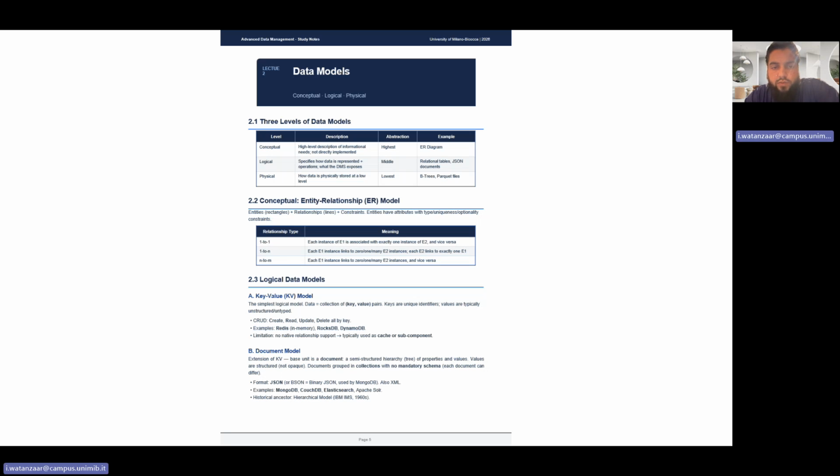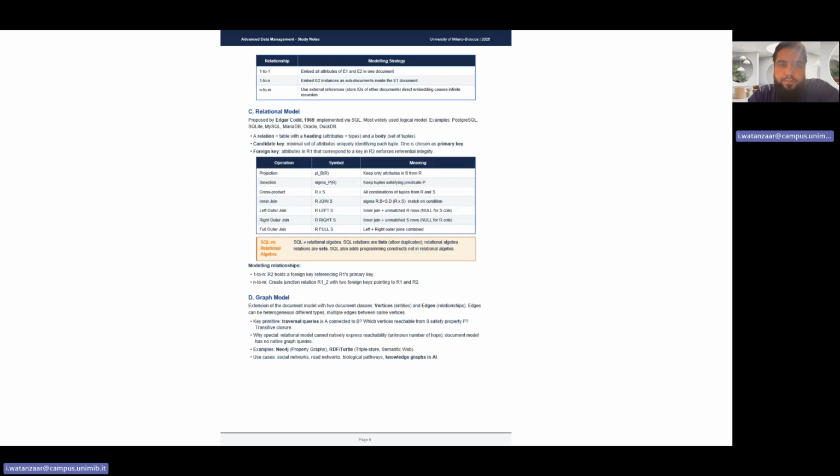Its historical ancestors are the hierarchical models used by IBM IMS back in the 1960s. So this is all about the two logical data models we discussed here: the key value model and the document model.